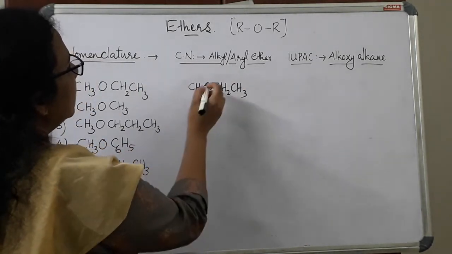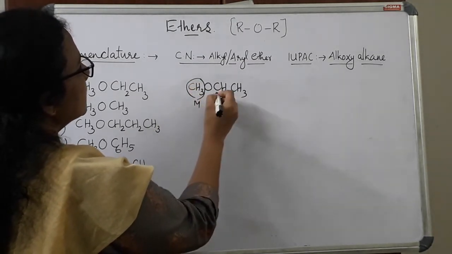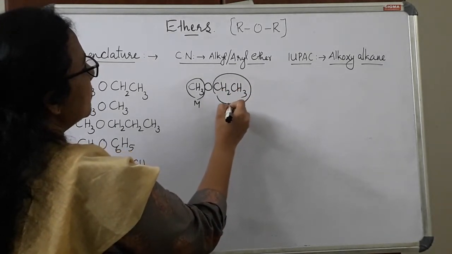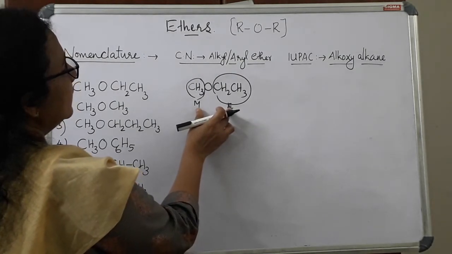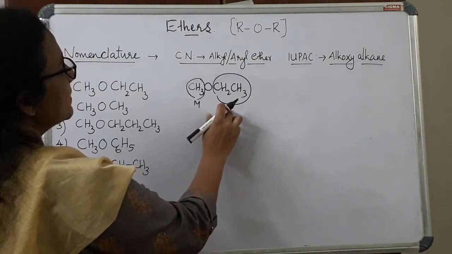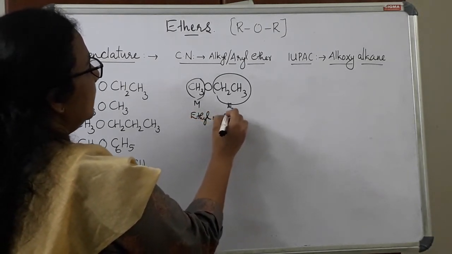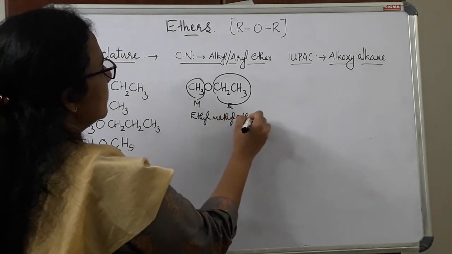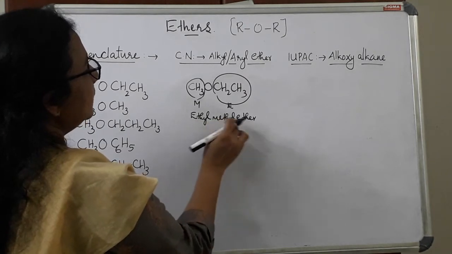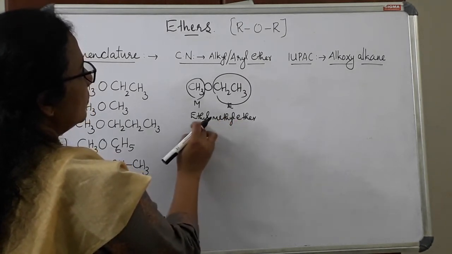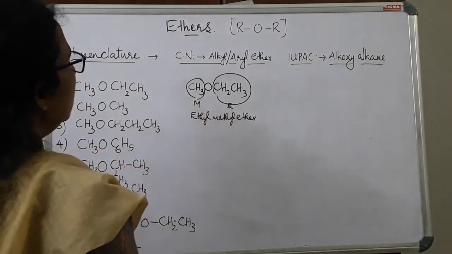Here we need to find out the alkyl group or aryl group. Here we can see there is a methyl group and here there is an ethyl group. So two alkyl groups are there, but they are different. So we need to find the alphabetical order. Here E comes first, so we will write ethyl, methyl, ether. This is the common name. The alkyl part is ethyl, methyl, and then we add ether. So ethyl methyl ether is the common name of this particular compound.